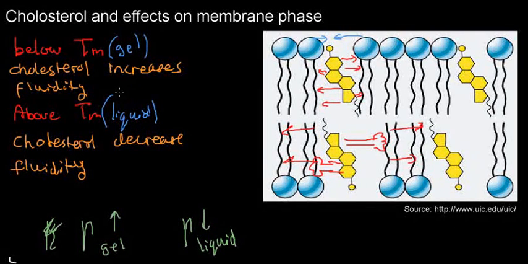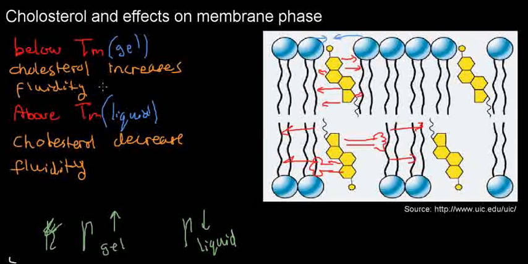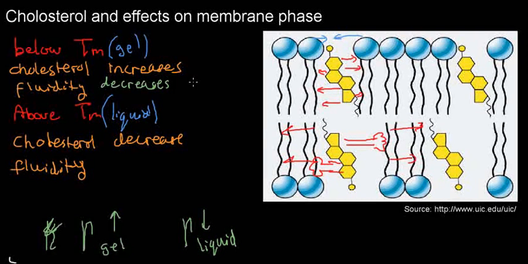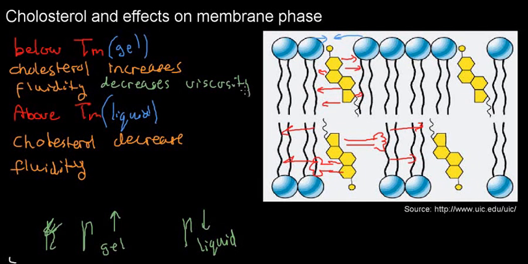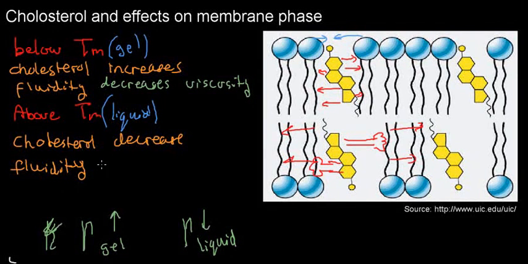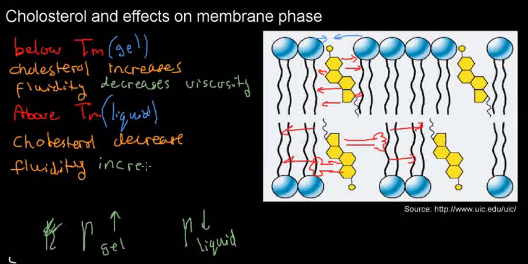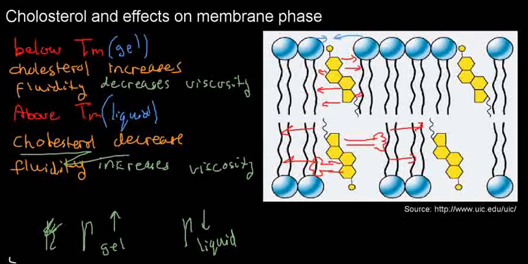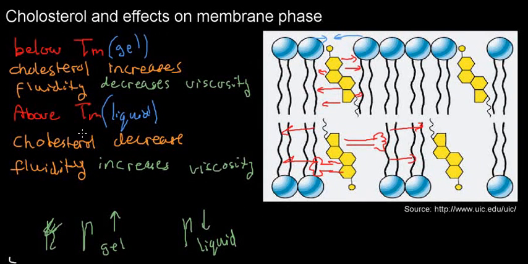These are just things that you need to kind of understand. So let's just see. Below the transition temperature, cholesterol increases fluidity, so things are going to be less viscous, so it decreases the viscosity. And above transition temperature, cholesterol decreases the fluidity. Things are less fluid, they're more gel, so the viscosity is increased. Cholesterol increases viscosity. And if you go ahead and read the minimal requirement question about what cholesterol does for different phases, you will understand.